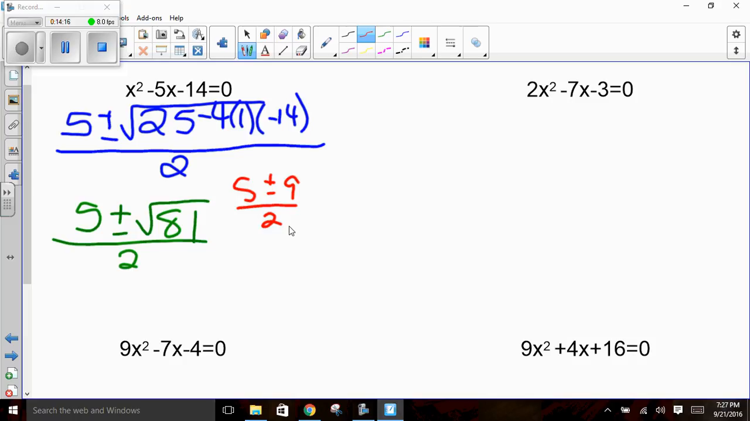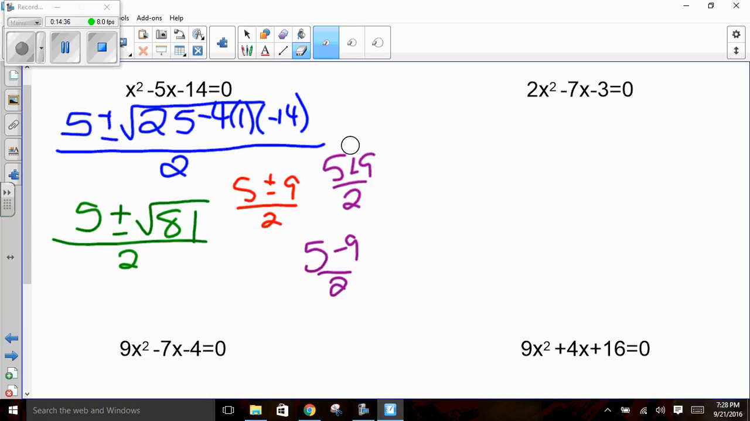So in my calculator, I'm going to split this problem up. I'll write it out so you guys can see what I'm talking about. But I want you to be able to just do it in your calculator, so that way you don't have to write all these extra steps. So when I split this problem into plus or minus, I have one fraction with a plus in the middle, one fraction with a minus in the middle. So I'm going to take 5 plus 9, hit equals, divide by 2. That should give me 7. So one of my answers is 7.